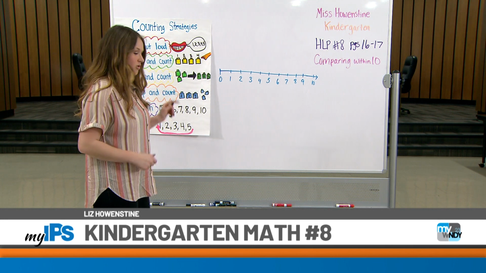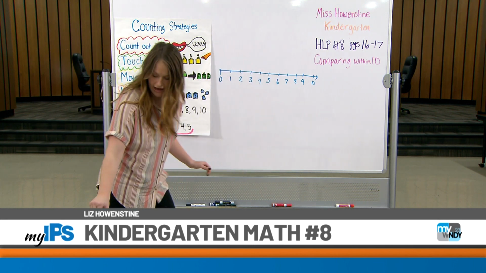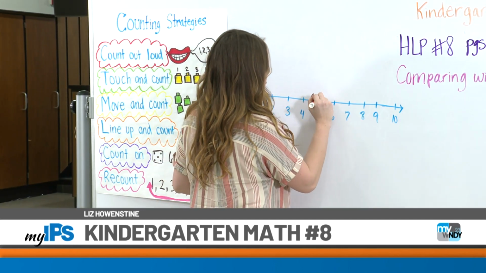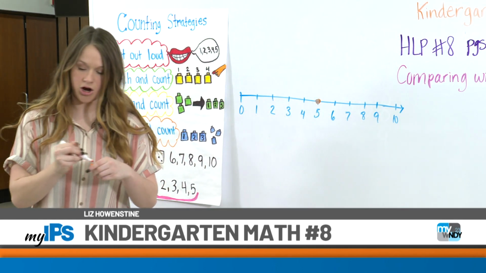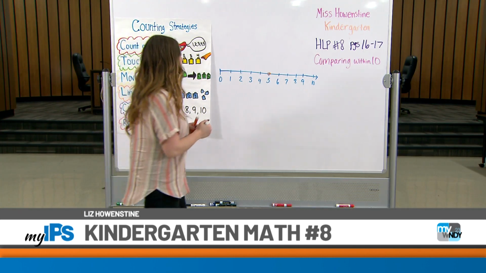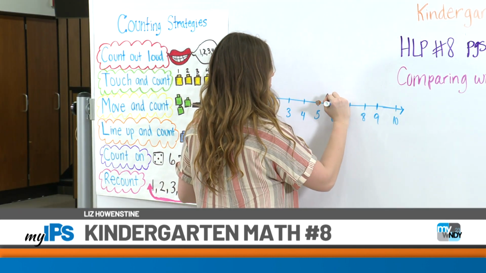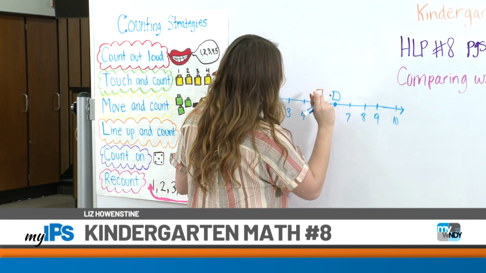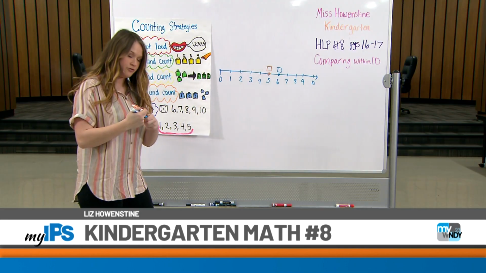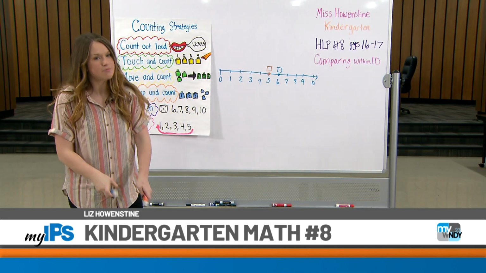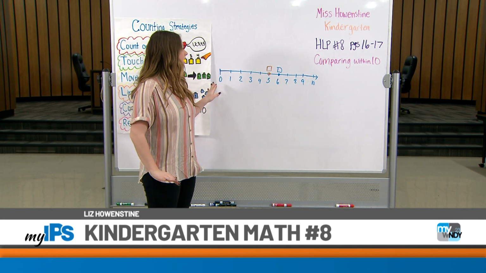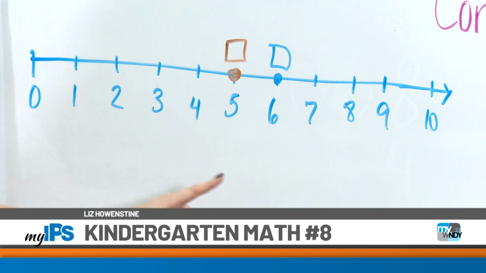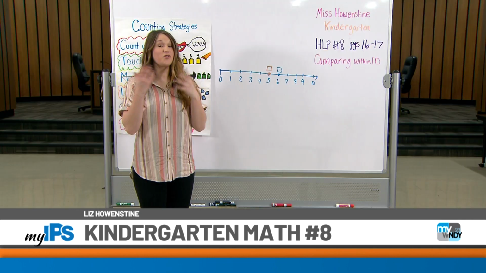Okay, so let's look. We said our orange had 5. So orange was right here. And our blue had 6. This was our blue cubes and our orange cubes. When you're finding less, that means the smaller amount. If we're looking at a number line, we want to find the number that's closer to 0. So that's for less, okay?